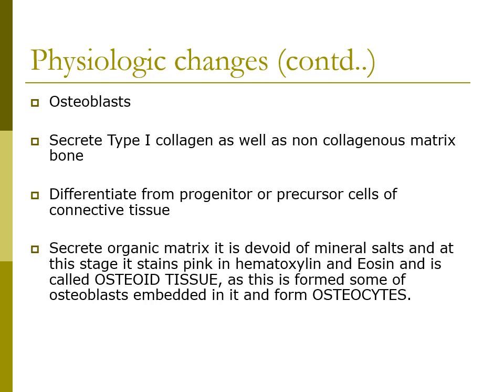Osteoblasts secrete type 1 collagen as well as non-collagenous bone matrix. They differentiate from progenitor or precursor cells of connective tissue. They secrete organic matrix, which is devoid of mineral salts, and at this stage it stains pink in hematoxylin and eosin and is called osteoid tissue. This is formed as some of the osteoblasts embed in it and form osteocytes.